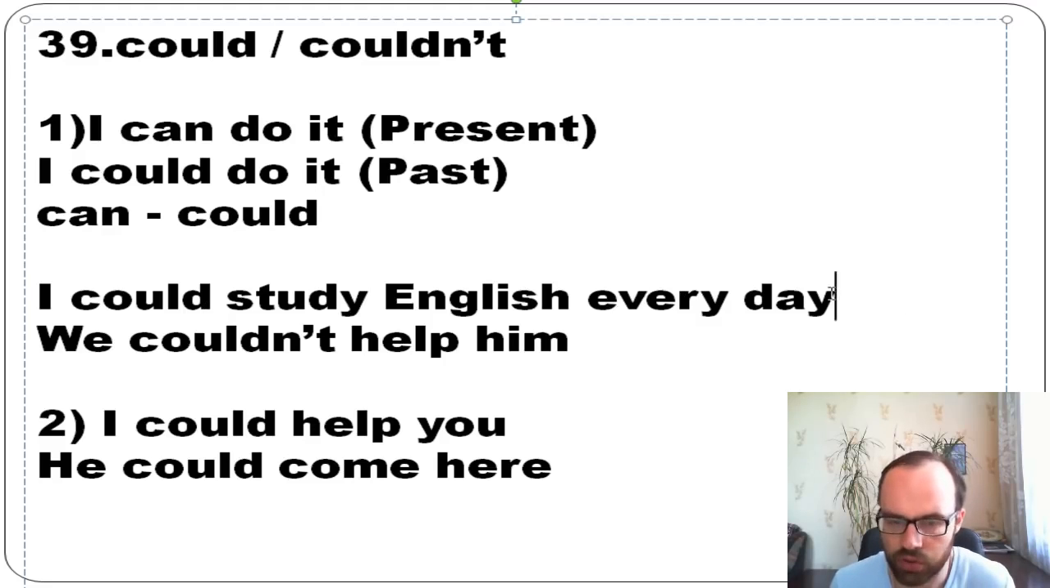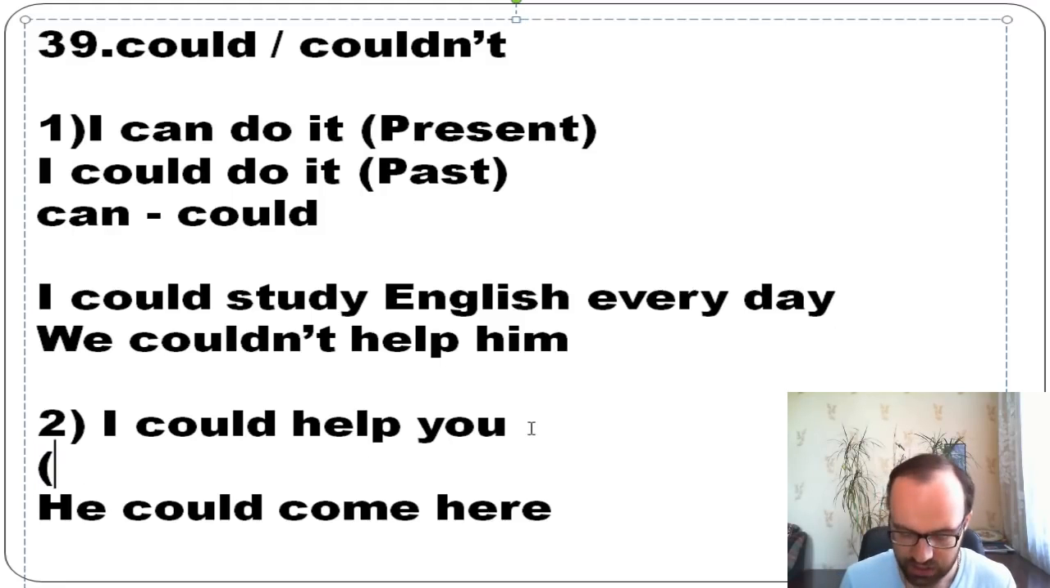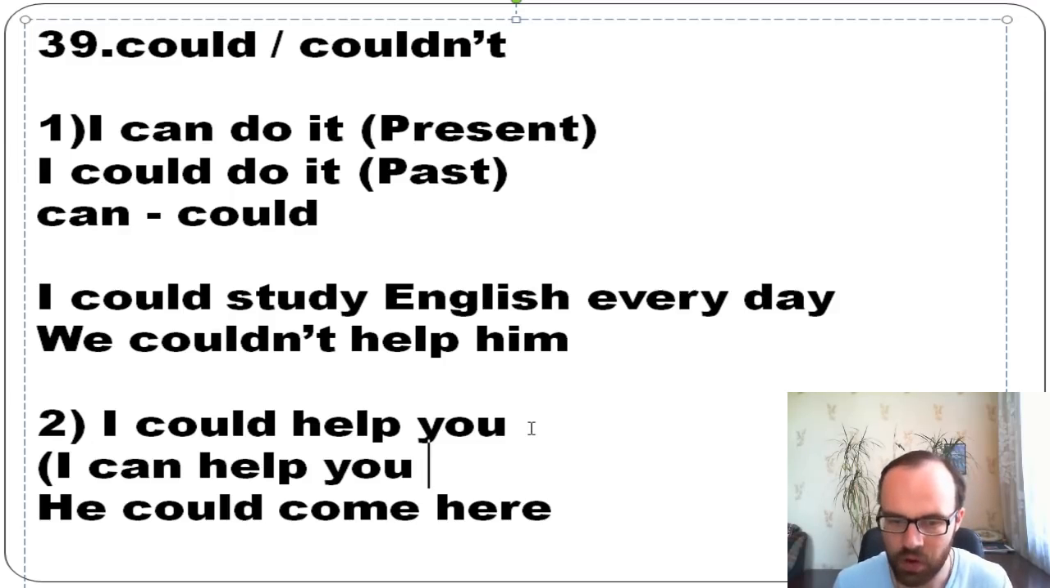So it was possible for you, we couldn't help him. Yeah, but you know that this modal verb, it has the second meaning. Look, I could help you. It means I can help you, but it sounds more polite.